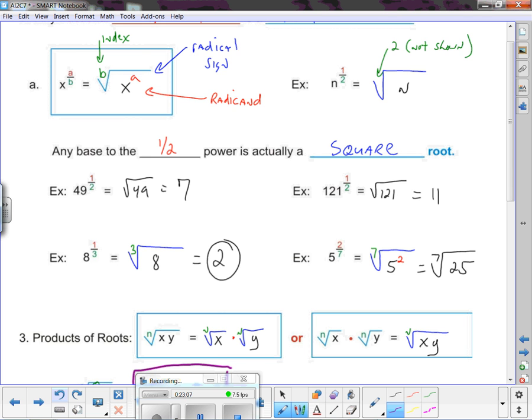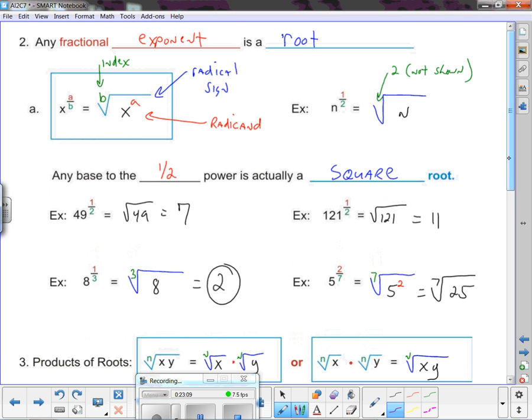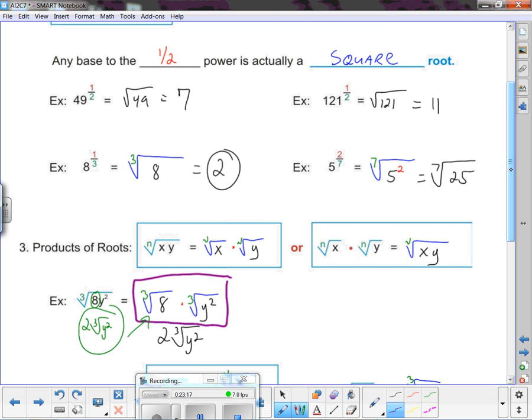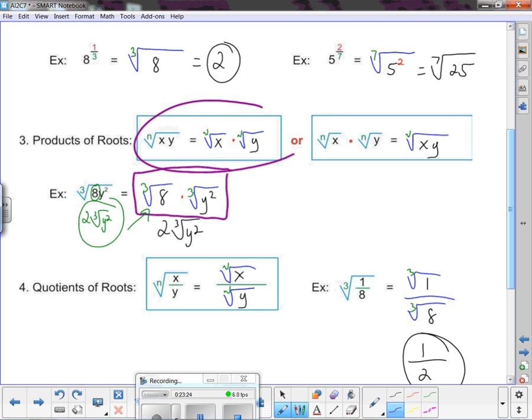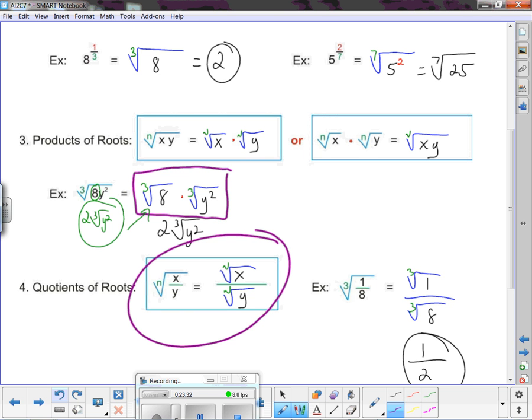Okay, and so, hey, let me not forget this. Any fractional exponent is a root. Anytime you see a fraction for an exponent, it's a root. Any base to the half power is a square root. Any base to the third power is a cube root. Here's your products of roots rules. And again, we really will use a shortcut in that when practically applying them. And then the quotient of roots, just split it up. The nth root of the numerator over the nth root of the denominator.